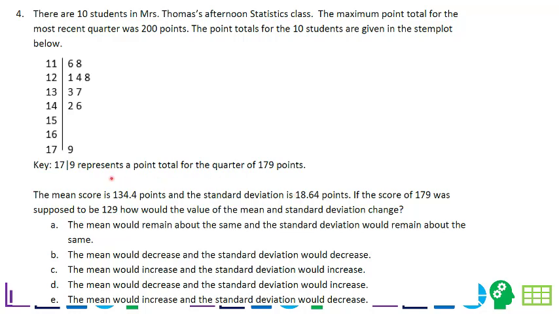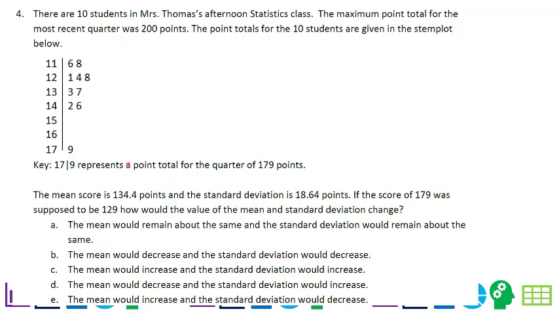All right, so these are starting at stem 11. So 116 is 116 points, 118 is 118 points. Now, the mean score is 134.4 points, and the standard deviation is 18.64 points. If the score of 179 was supposed to be 129, how would the mean and the standard deviation change? So the important part here, it's not really that you have to actually calculate it.